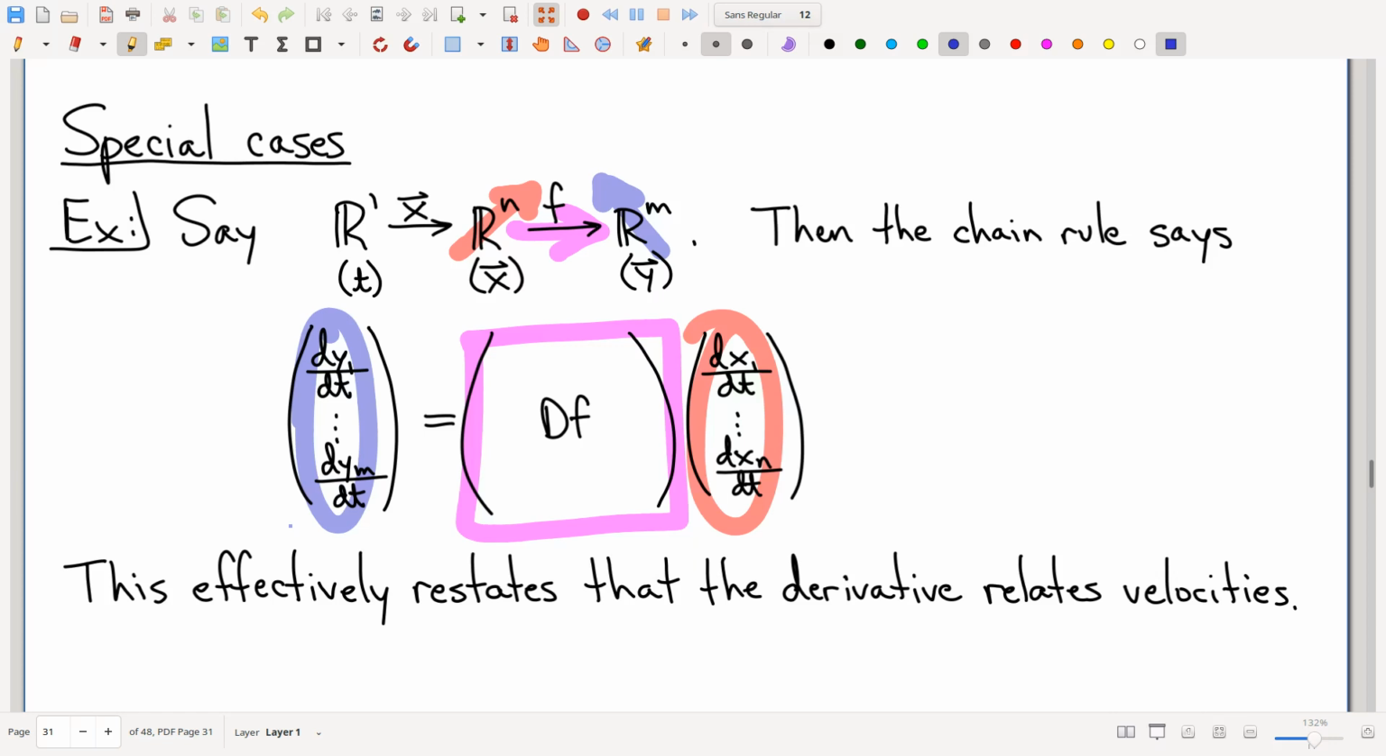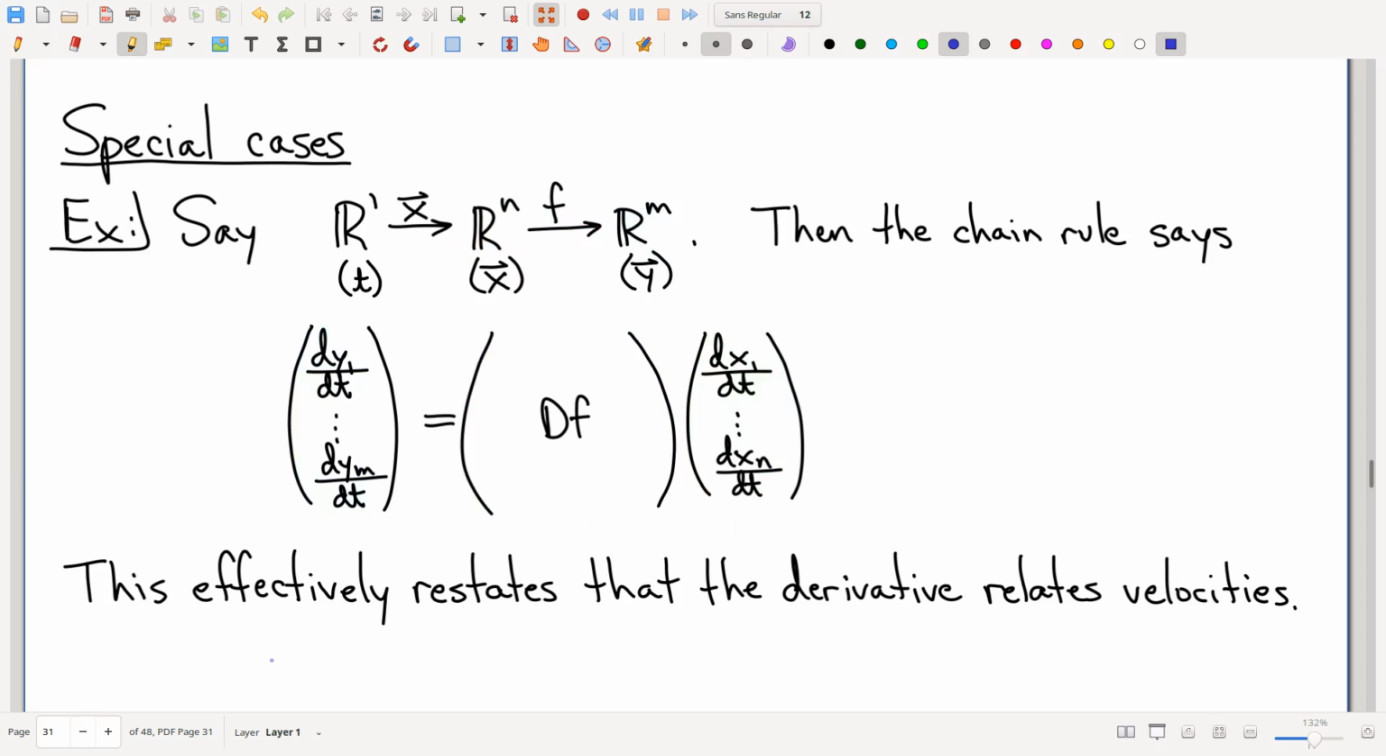So, again, this is not news. We already knew this, but it's nice to see the connections between things. What we initially saw as a fundamental interpretation of the derivative matrix can also be viewed, if it's convenient, as a special case of the chain rule.